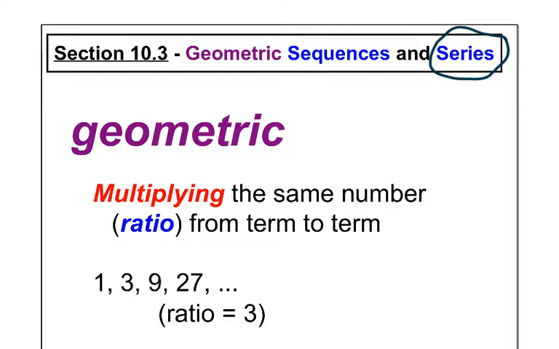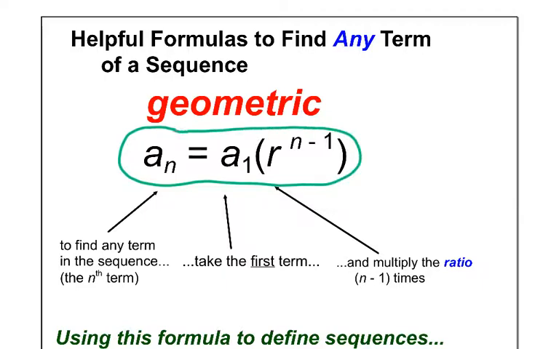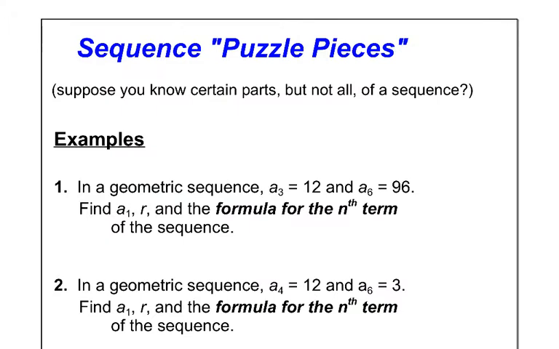So last time we learned that a geometric sequence is made by multiplying the same number from term to term, and that number that we're multiplying is called the ratio, and we label it with an r. We played a little bit with our brand new formula to find any term in a geometric sequence using a sub n, a1, and r. We decided to skip over this idea of puzzle pieces just because it's a little bit tricky, and for the sake of time, we're going to skip that for now.